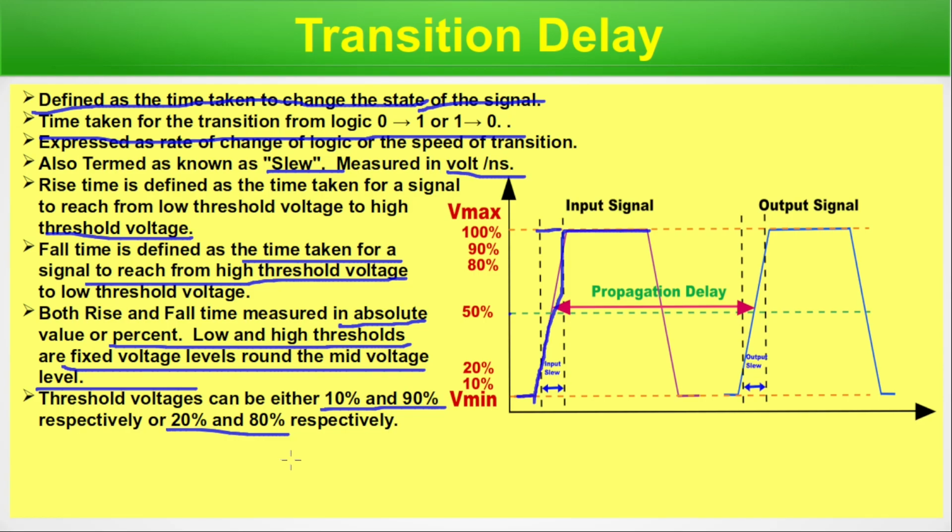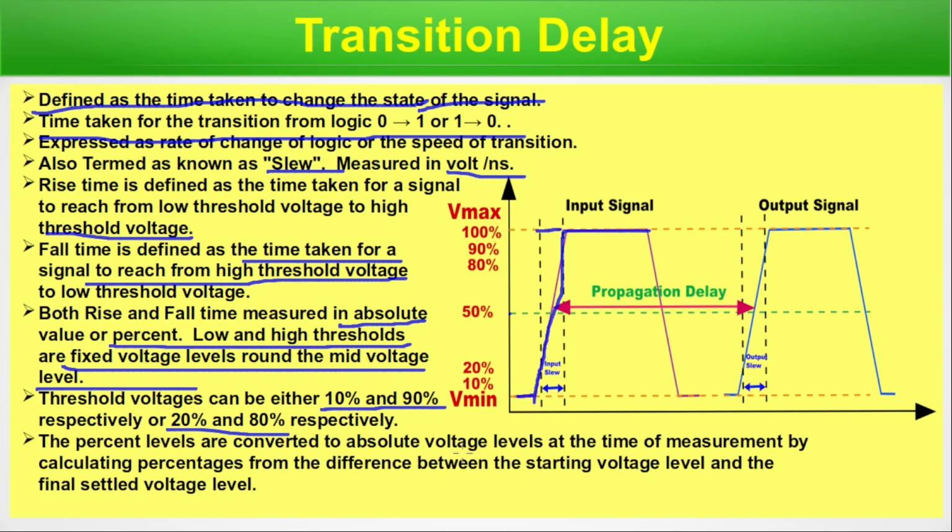The percent levels are converted to absolute voltage levels at time of measurement by calculating percentage from difference between starting voltage level and final settled voltage level. First, we express it in percentage, and while doing the calculation, with respect to V minimum and V maximum, we express these threshold voltages. We are done with this slide. Now let's move to the next slide.